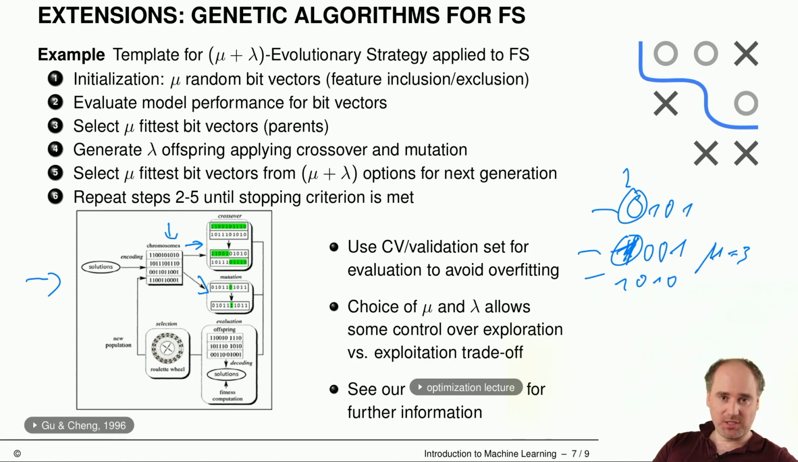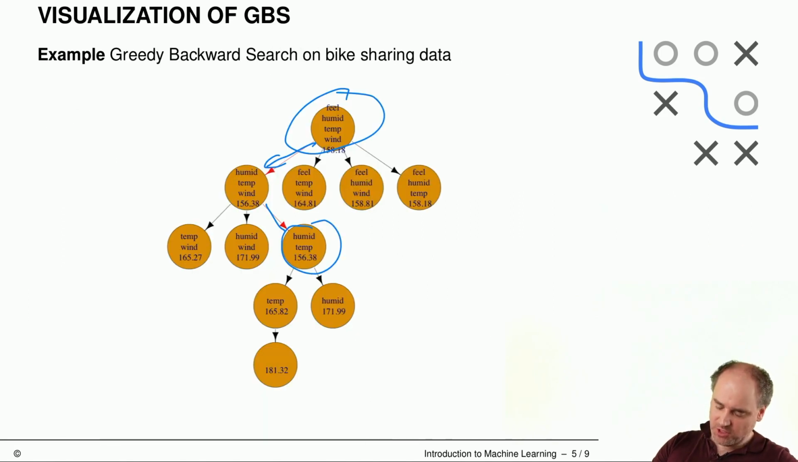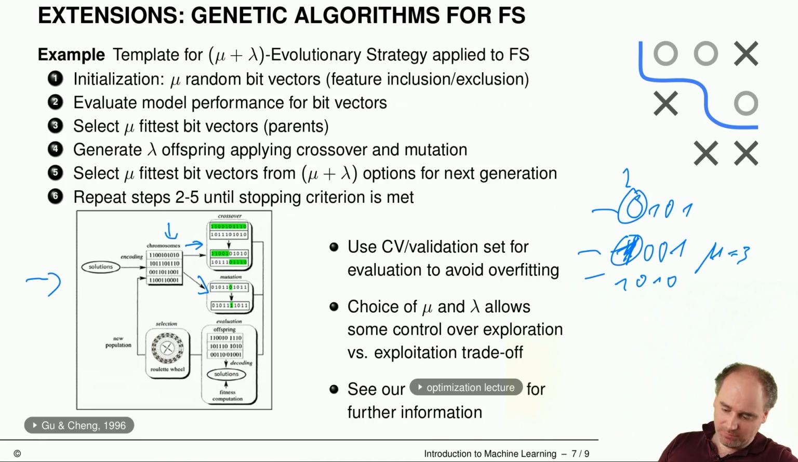Might be a good choice because they will usually take even a bit more time than these forward and backward searches, but these forward and backward searches can also get stuck in local minima. Downsides of GAs are, well, they are more like a metaheuristic, so you can configure them quite differently, and that might be a challenge.